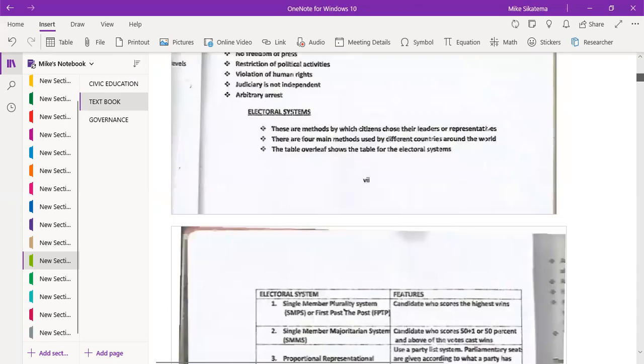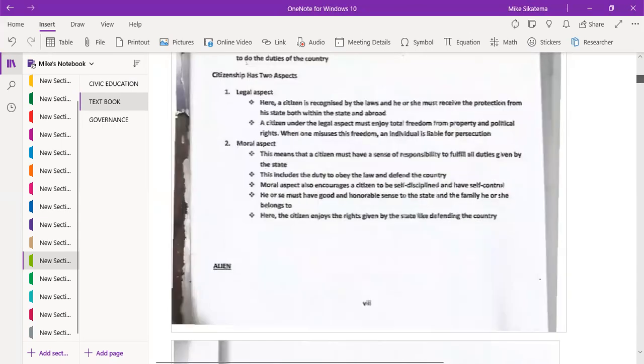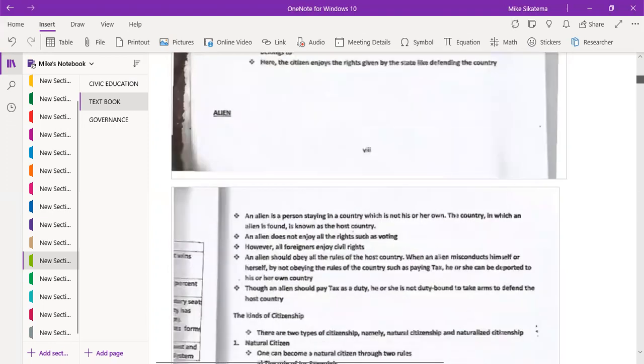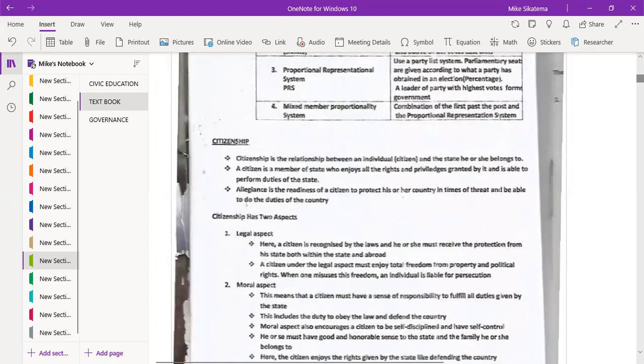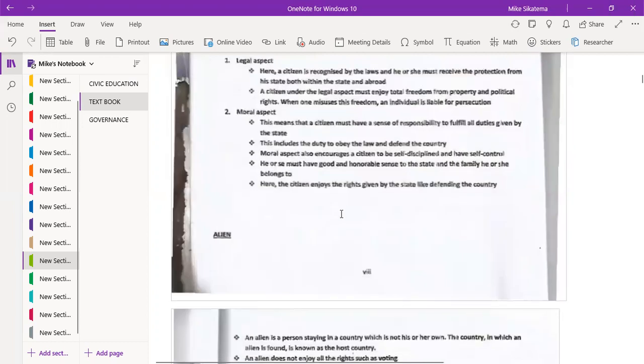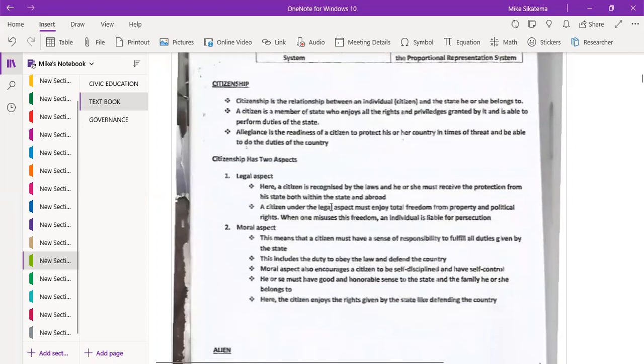So there are 2 aspects of citizenship. Let me use my mouse to make it easier to flow. There are 2 aspects of citizenship: the legal aspect, where you have to be a good law-abiding citizen, and the moral aspect, where you have to have a good conscience towards your own country.